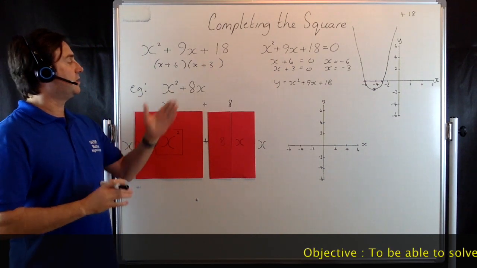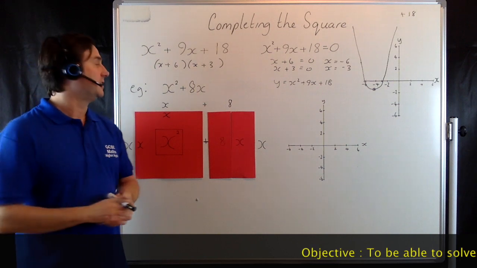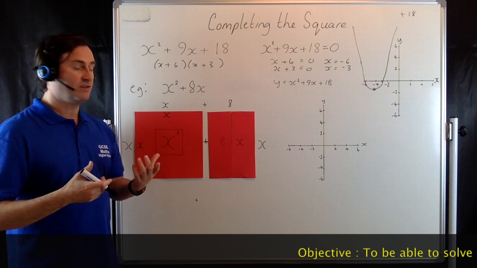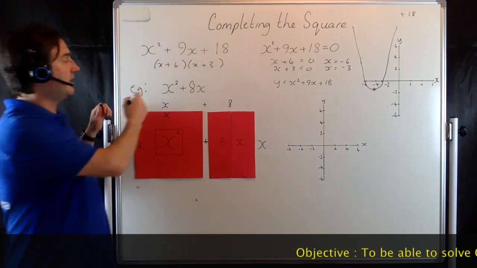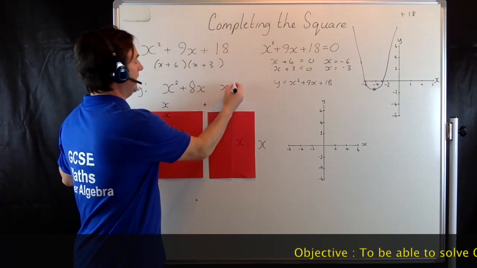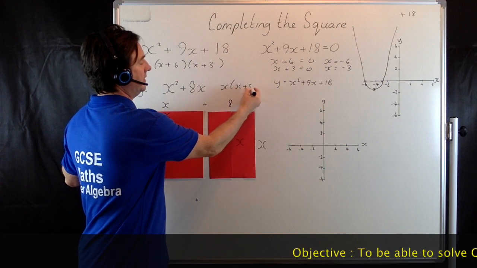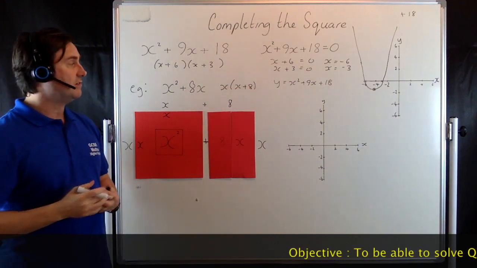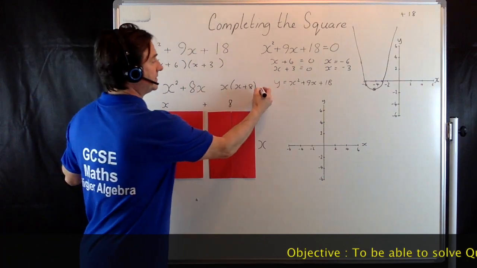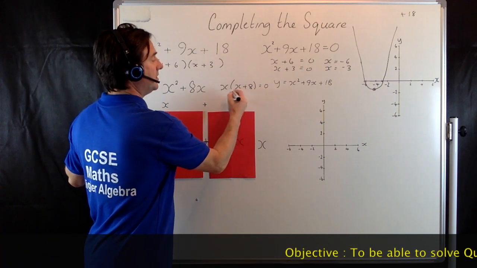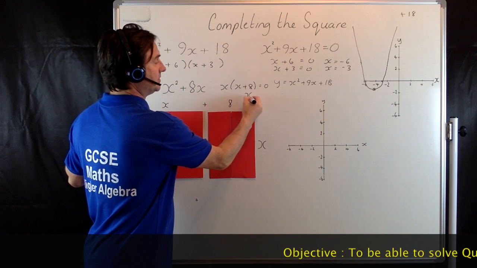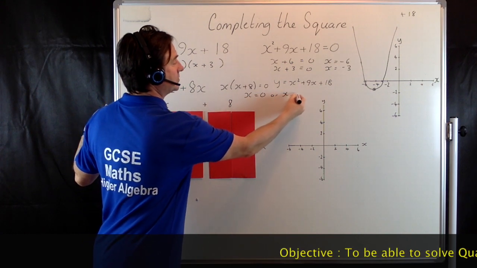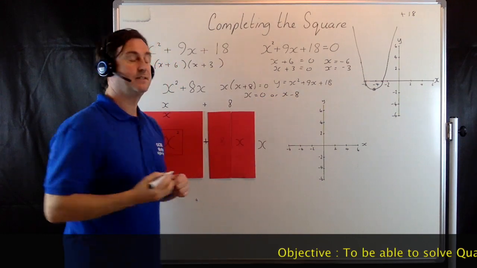Okay, now what I'm going to do is look at a different expression, this x squared plus 8x expression. And I'm going to complete the square on it. Now, of course, I could have factorised that normally. I could have just taken the x out, and I'll get x plus 8. If I set that equal to 0, I will get x plus 8 equals 0, so x is going to equal 0, or x will equal negative 8.